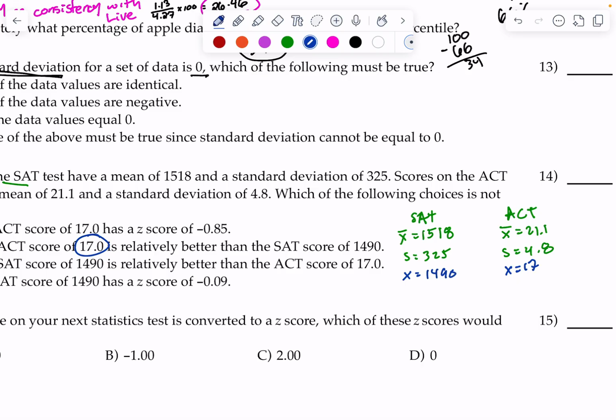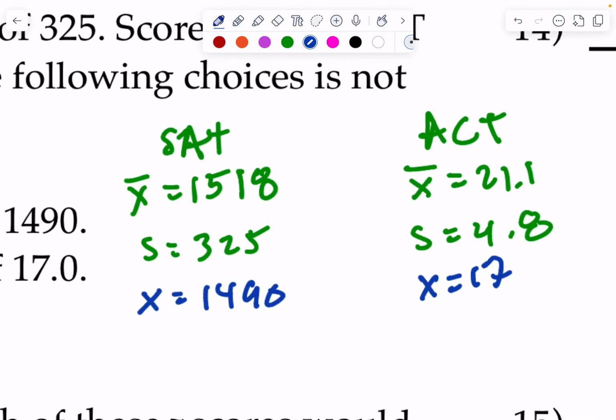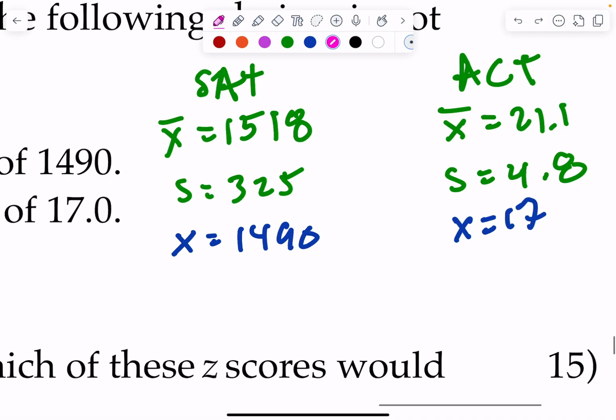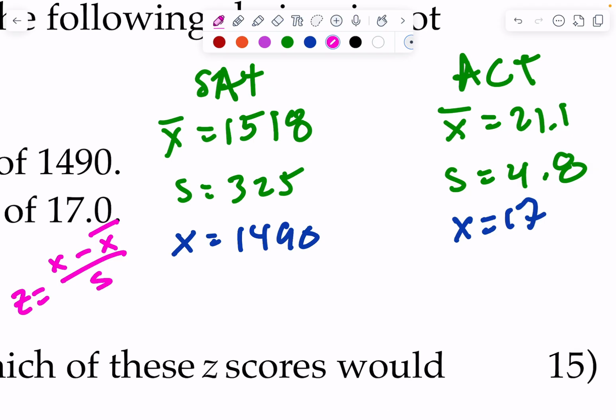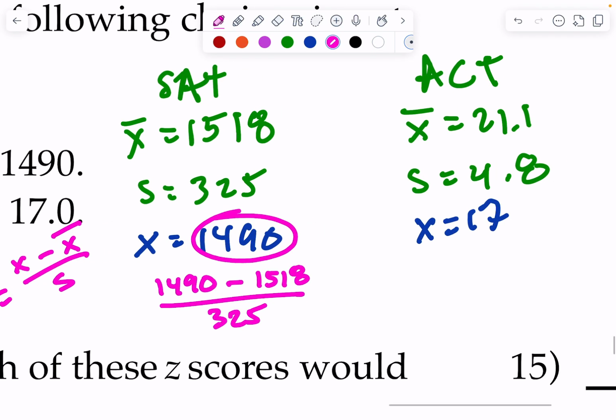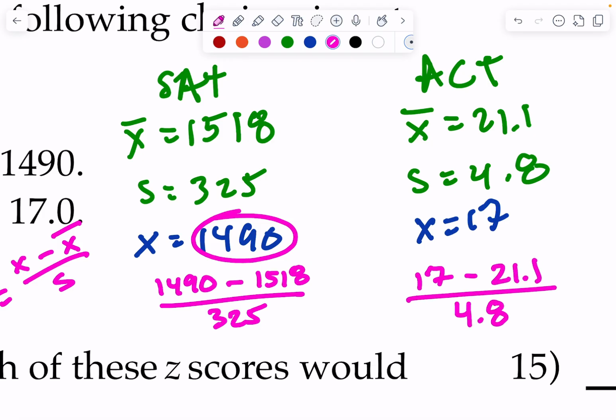That's what a lot of these questions are dealing with. So here's what we're going to do. I want to compare SAT to ACT, but they're on two entirely different scales. So I'm going to find their Z-score, and Z is X minus X bar divided by the standard deviation. So X was that 1490 number, 1490 minus the 1518 divided by the standard deviation, 325. Over here, if I do that same concept, I've got 17 minus 21.1 divided by the 4.8. Let's see what we get for each one of those.